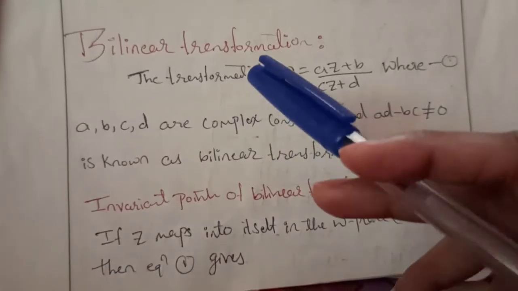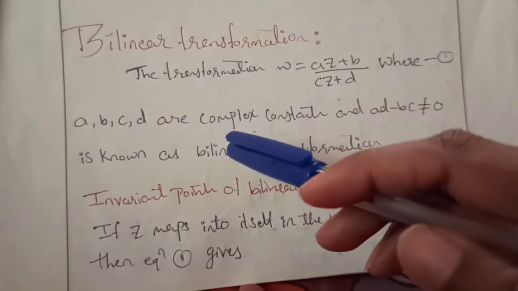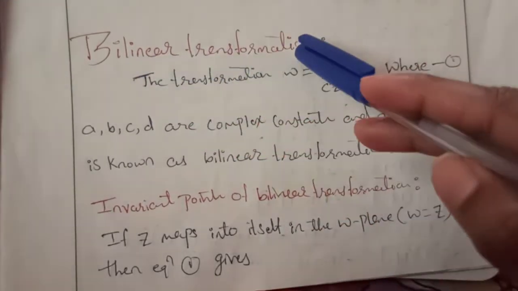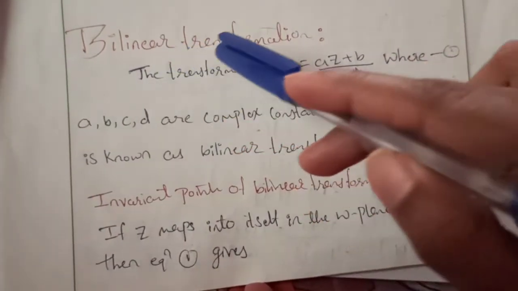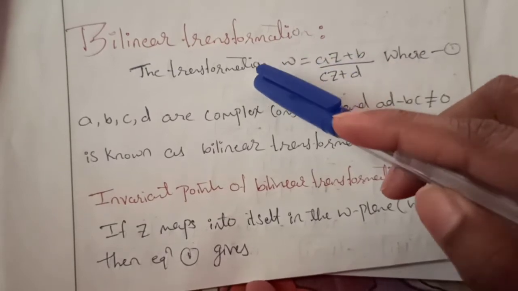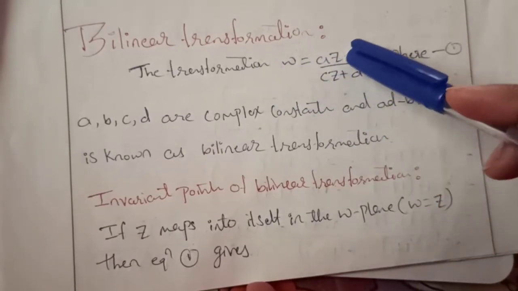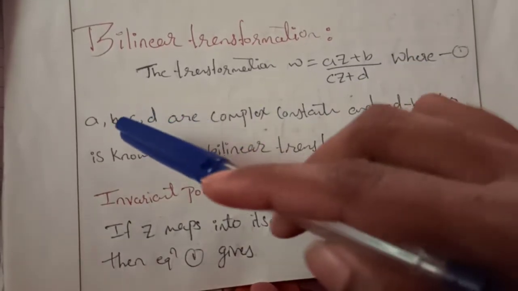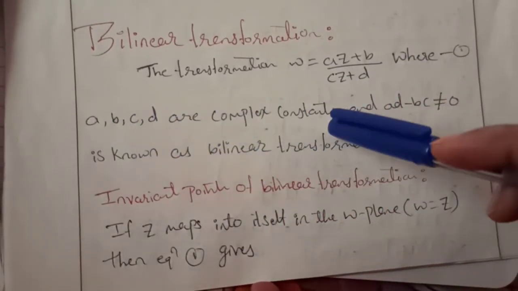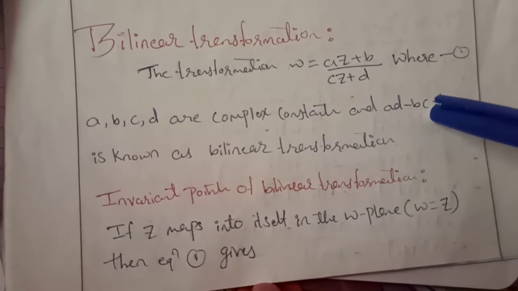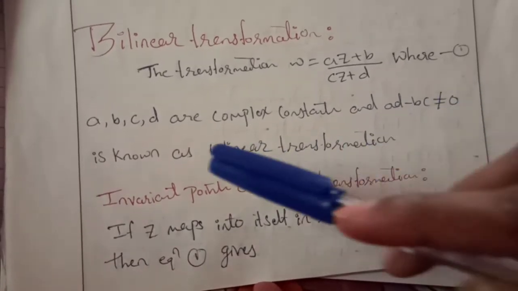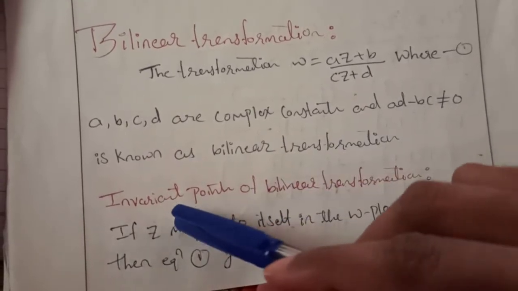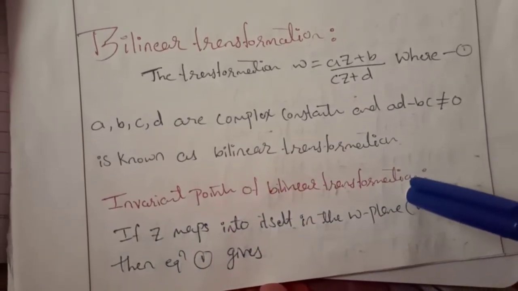Dear students, in this video I am explaining the second concept of the second module, that is bilinear transformation. The bilinear transformation is the transformation W is equal to (AZ plus B) divided by (CZ plus D), where A, B, C, D are complex constants and AD minus BC not equal to 0. This is known as a bilinear transformation. Invariant points of a bilinear transformation.